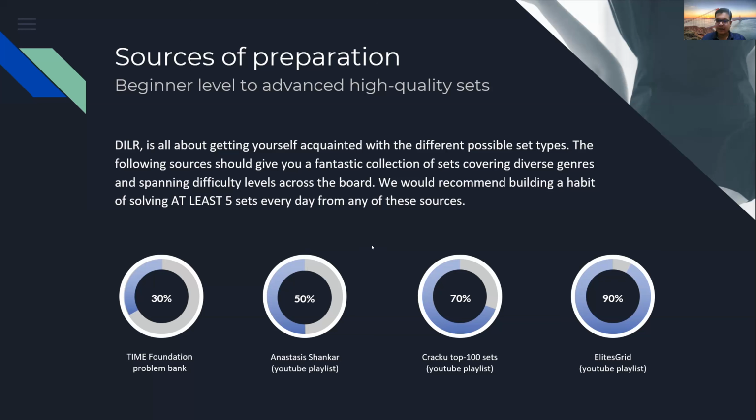And as a rule, I would recommend you build a habit of solving at least 5 sets every day from any of these sources. So that in the next 6 months, that's 180 days, 180 into 5 is 900. So if you keep a target of around 900 sets, even if you're able to do somewhere around 500, 600, you are in a much better position than what you would be otherwise. So build a habit of doing at least 4 to 5 sets every day. And these are some of my sources. You can have some more as per your liking or as per what other panelists suggest.